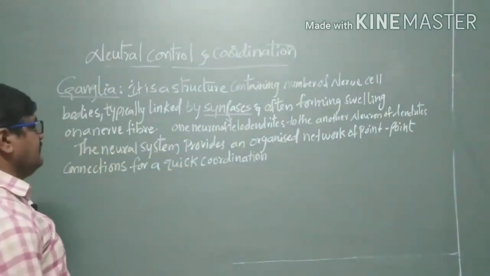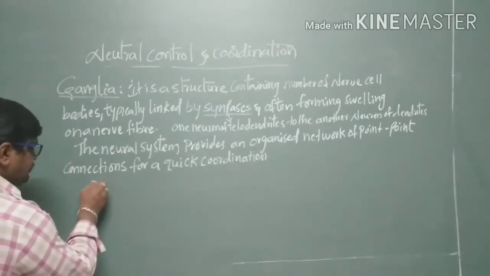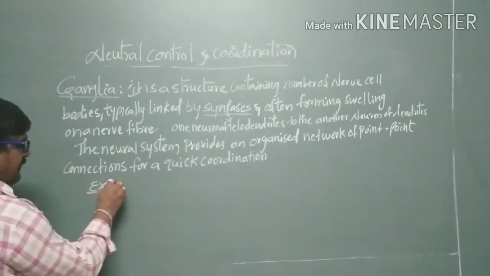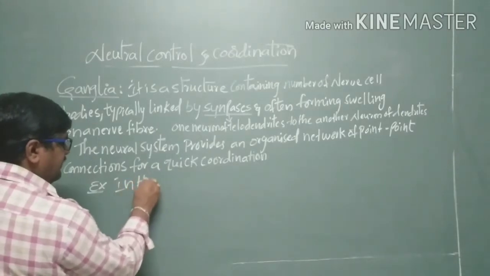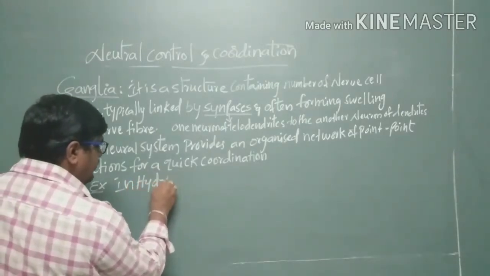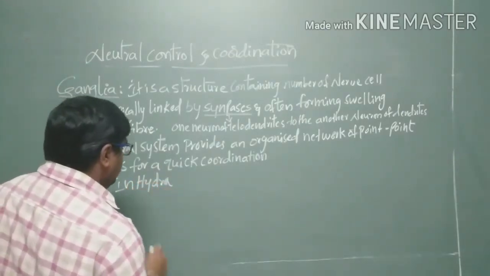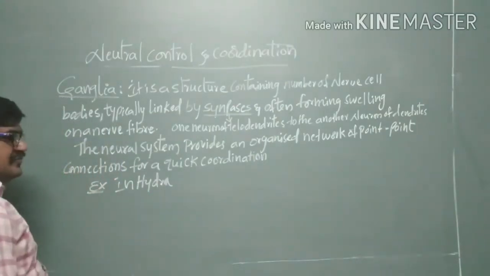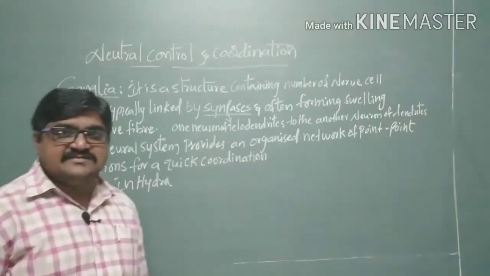For example, if you look at Hydra, a diffused type of nervous system is present.